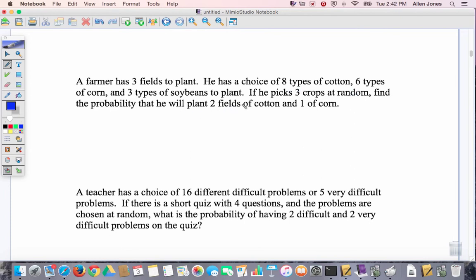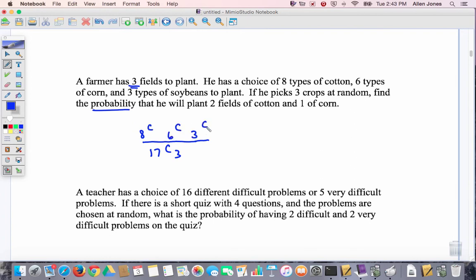And I believe we have 2 problems left to finish here. Farmer has 3 fields to plant. He has a choice of 8 types of cotton, 6 types of corn, and 3 types of soybeans. If he picks 3 crops at random, find the probability that he will plant 2 fields of cotton and 1 of corn. So we're finding probability again, fraction bar. As we read through here, 8, 6, and 3, he has 17 different crops to choose from. Of those 17, he's only going to plant 3. So my denominator is 17C3. Doesn't matter what order he plants those crops in, he's just going to plant 3 different crops.